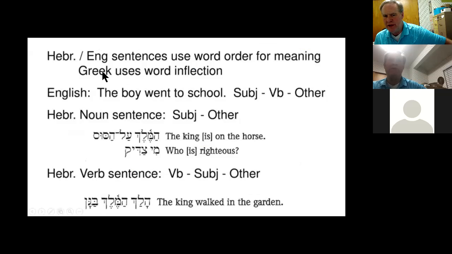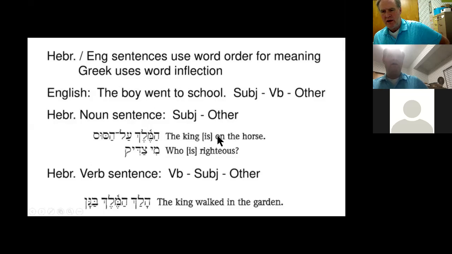The boy is the subject. It's what the exciting stuff happened to. This is the verb. Went to school is the other stuff. So went is the verb. The subject, the boy, came first, then the verb, and then the other stuff, the predicate part over here. In Hebrew, the subject comes first, and then the other stuff, well, if it's just other stuff. If there's a verb, the verb in Hebrew comes before the subject, and then the other stuff.